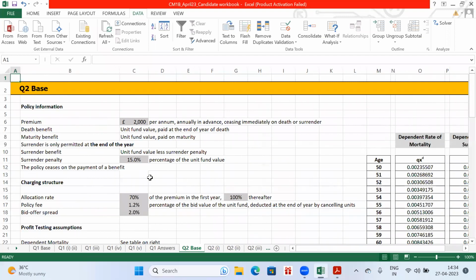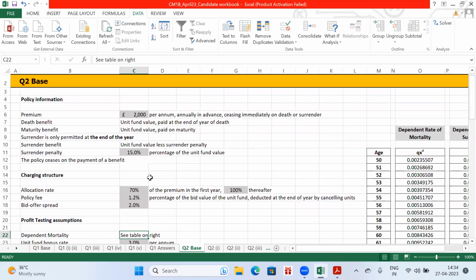And this is the base sheet where we have been given the premium, the death benefit, maturity benefit, surrender value, surrender benefit, surrender penalty, allocation rate, policy fee, bid offer spread.